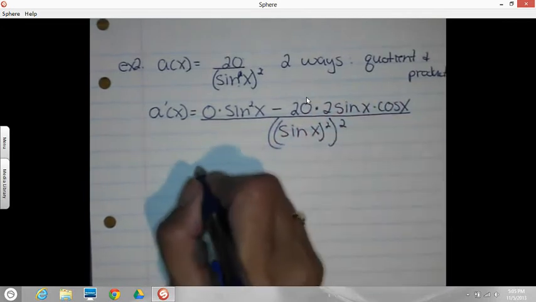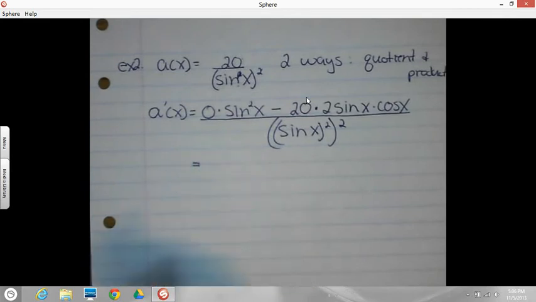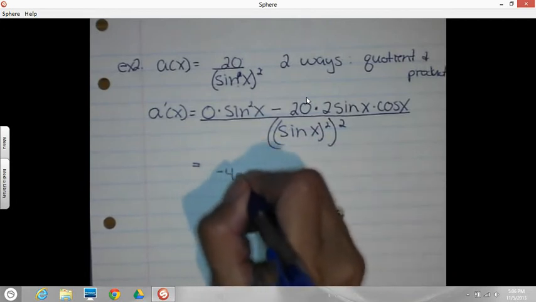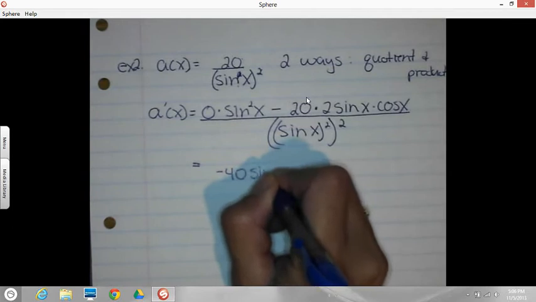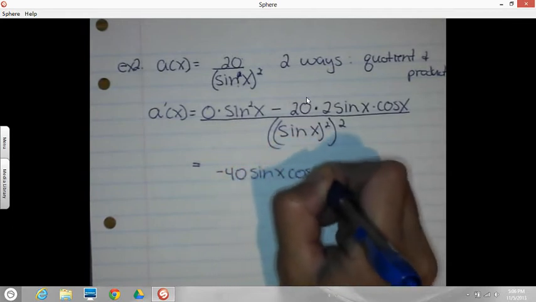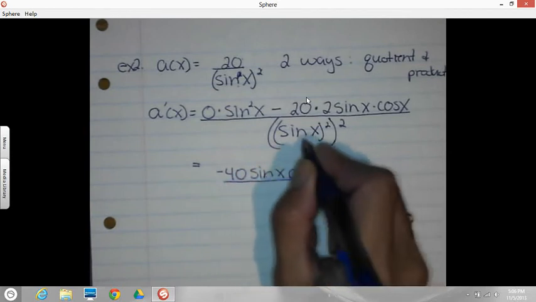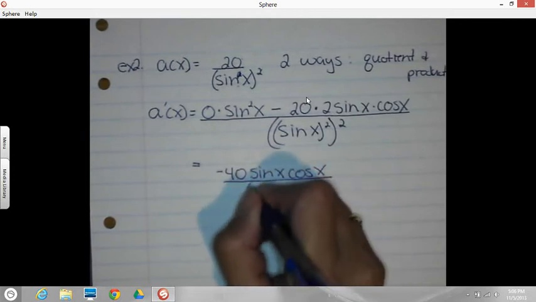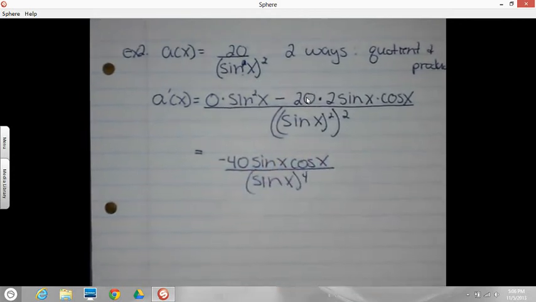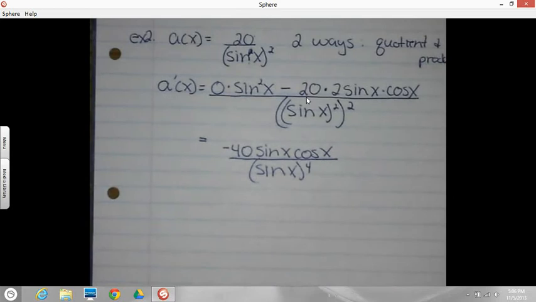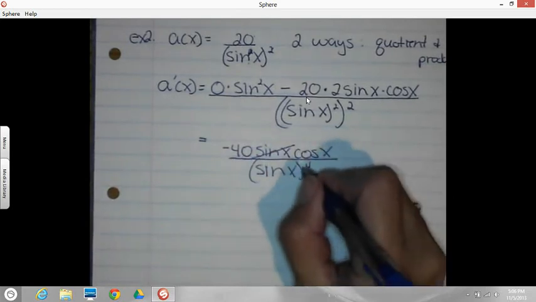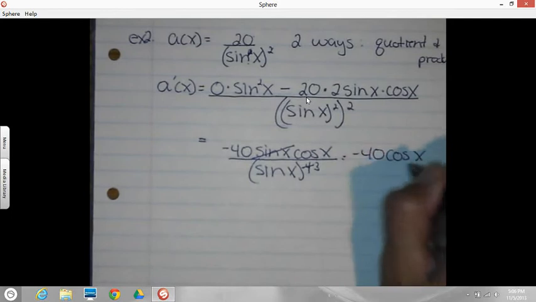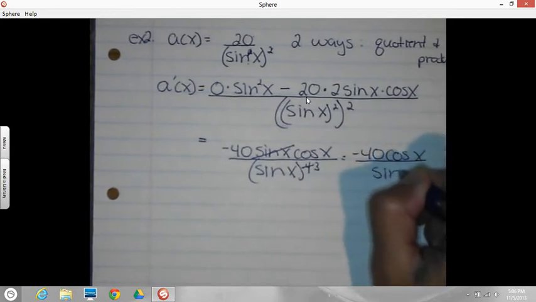So I'm going to factor the top, or I don't even have to factor, that goes away, that's 0. So we're going to have negative 40 sine x cosine x all over sine x to the fourth, and then the simplifying that I can do is I can cancel off one of the sines. That sine takes away one of these. We got negative 40 cosine x over sine cubed x.